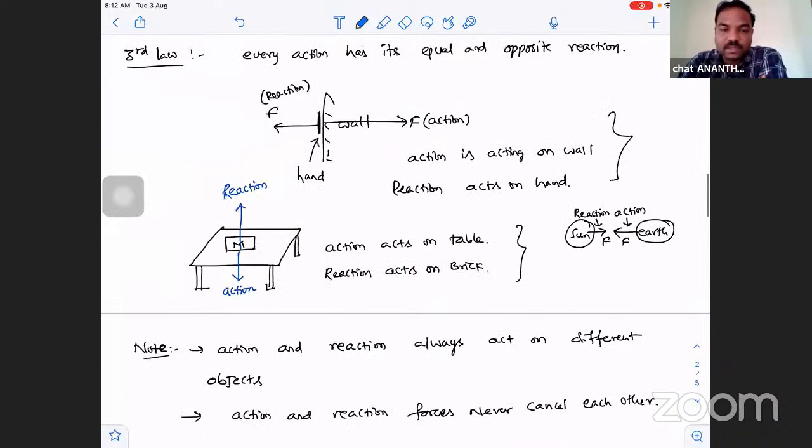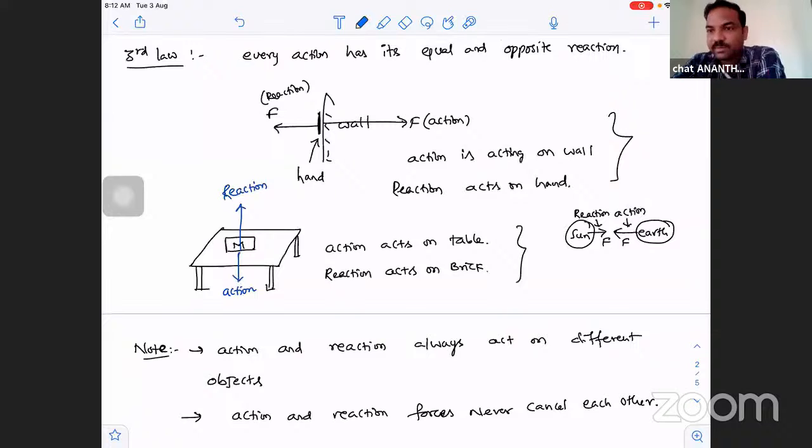Next, third law. So third law is very famous, like action and reaction pair. Every action has its equal and opposite reaction. Suppose you are applying force on the wall, then the wall also will apply the force on you.